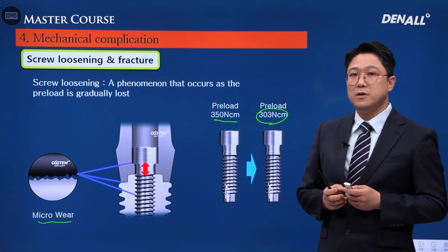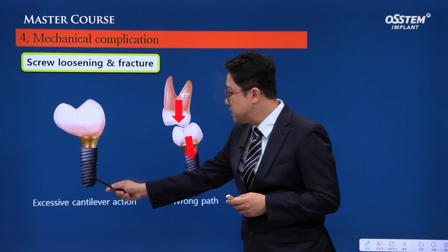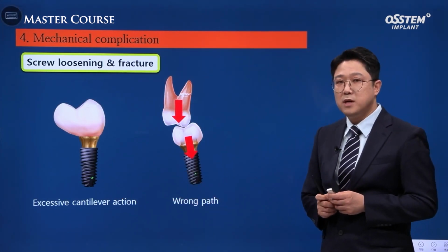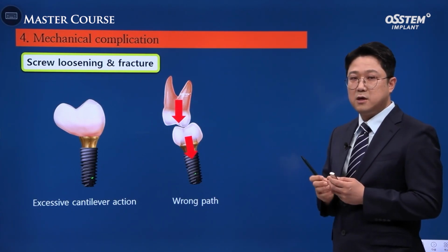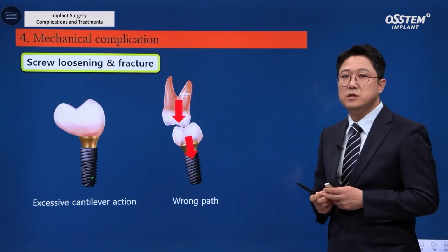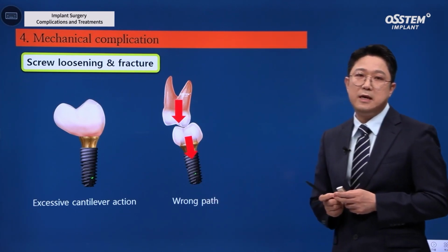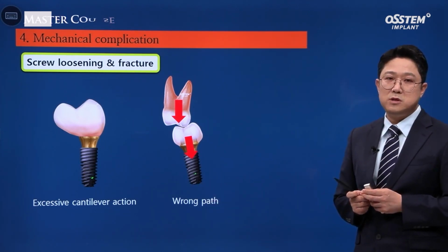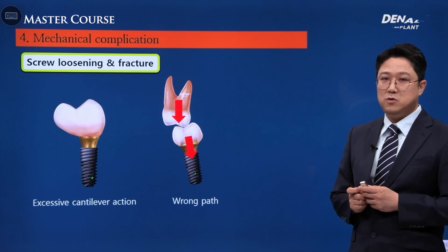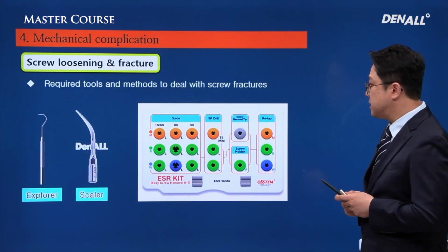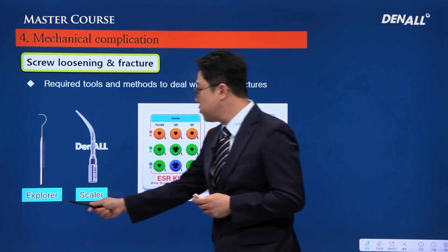As you do implant treatment, when you provide a cantilever-style prosthesis, or if the implant placement angle is not ideal, screw loosening can occur repeatedly. This is related to implant position, and in the case of screw loosening, you need to look at implant positions. When you place the implant, you need to place it in an ideal position, and when there's a screw loosening, you need to remove it. When there's a screw fracture, you need to remove it. I use an explorer or scaler to do it.